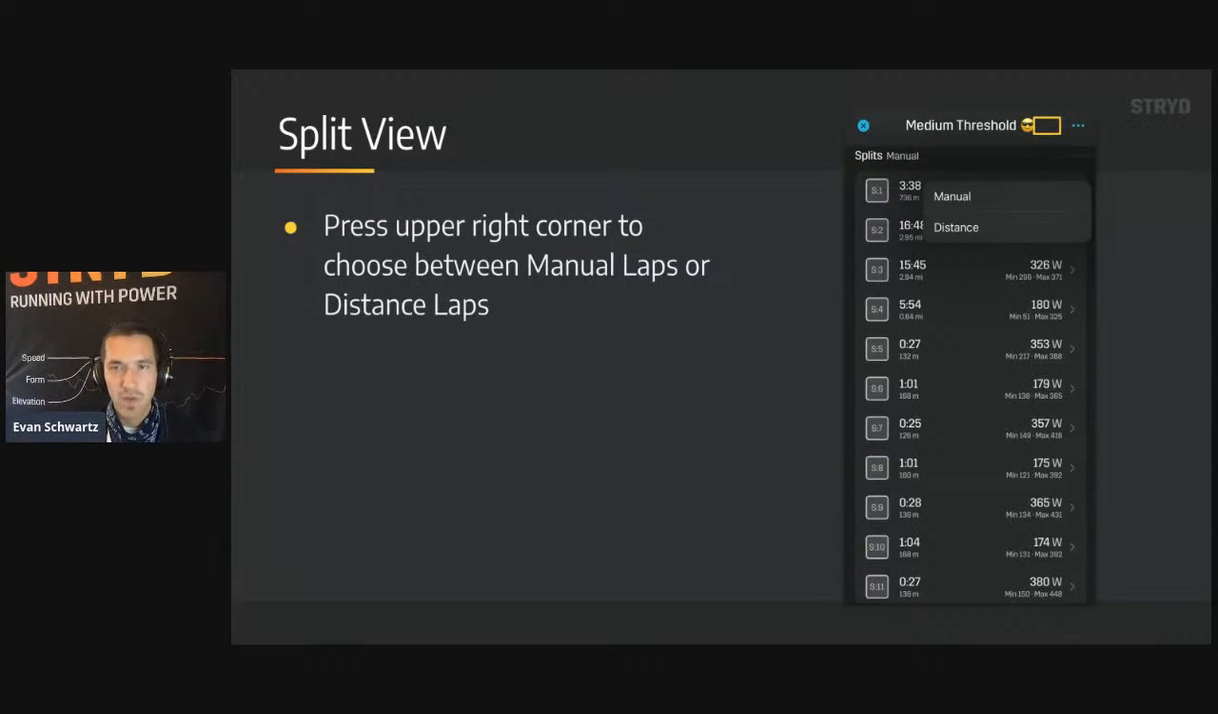You should also know that you can press the upper right corner to choose between manual laps or distance laps. So if you take manual laps, or let's say, if you're like myself, you really just run for an average on a long run and you don't really look at the mile splits, you can press the distance and it'll switch it to whatever unit you have as your preference. So we like to give you some flexibility there. In this split view, you can press the three dots in the upper right corner, and you'll be able to select between manual and distance splits.